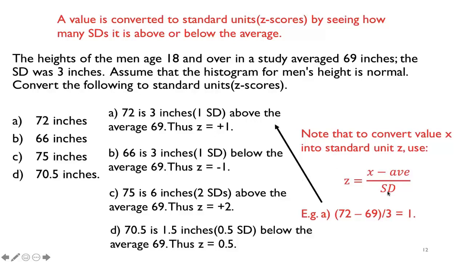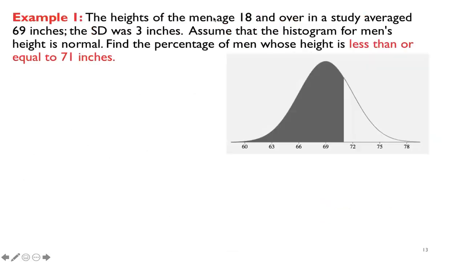So this is the formula that can help you find any Z-score, but it's important to understand these examples because you have an intuition for how the Z-score is obtained. So here's an example. Again, the average height is 69, the SD is 3. We want to find the percentage of men whose height is less than or equal to 71 inches. So how do we do that?